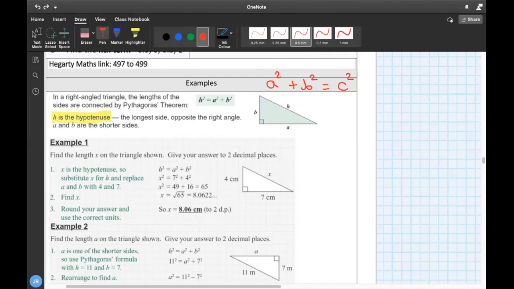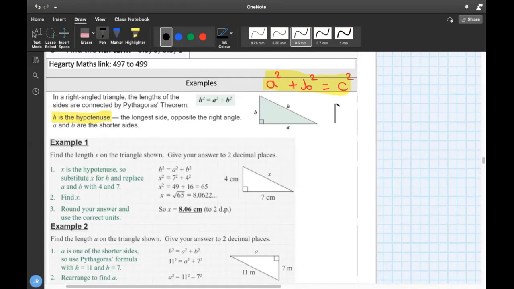Now, the reason why I've written this formula down here, and I'm going to use this formula instead of the h, is that I think that letter h can sometimes confuse people. Because when you're given a shape and you're asked what h is, you would assume that that means the height of the shape. It does not mean that here. It means the hypotenuse, the longest side.